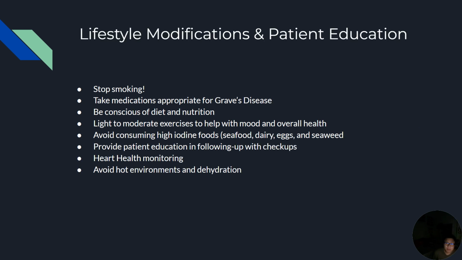Here we have some lifestyle modifications and patient education. Number one, stop smoking. The patient has to stop smoking. Smoking is detrimental towards the body. Take their appropriate medications for Graves' disease. Be conscious of diet and nutrition. The patient should be encouraged to do light to moderate exercises to help with mood and overall health. Avoid consuming high iodine foods such as seafood, dairy, eggs, and seaweed.